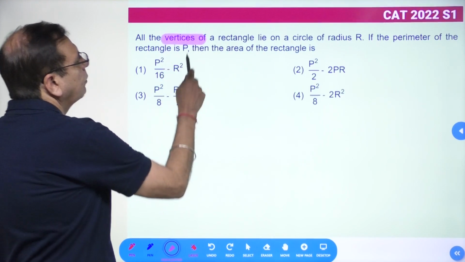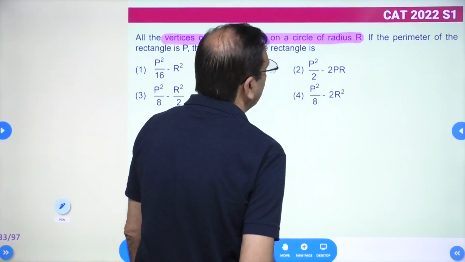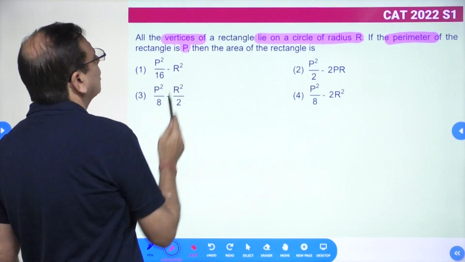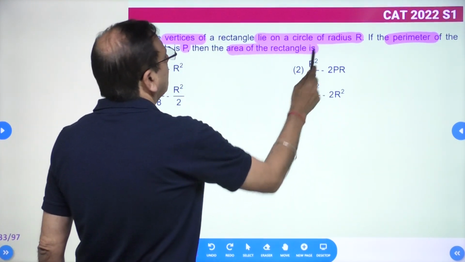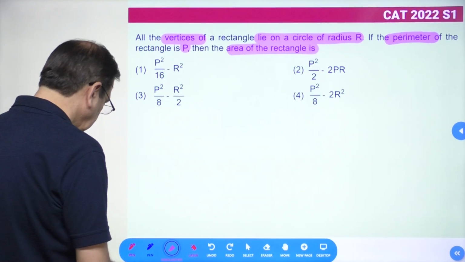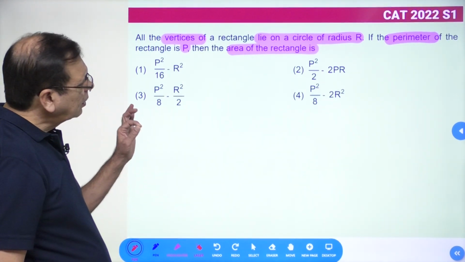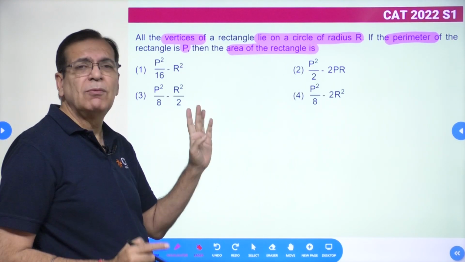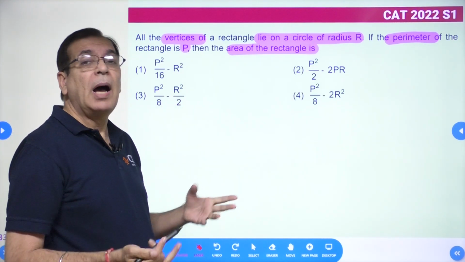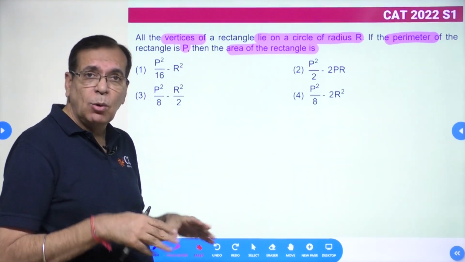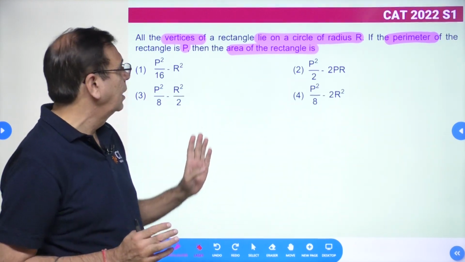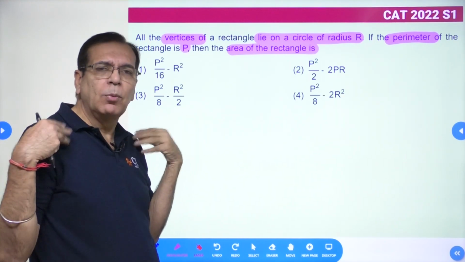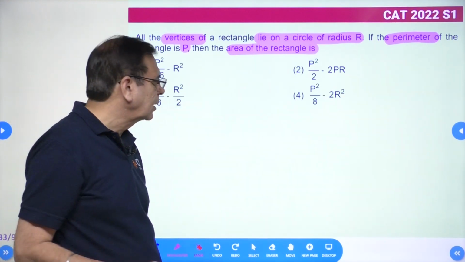All the vertices of a rectangle lie on a circle of radius r. If the perimeter of the rectangle is P, then what is the area? Then the area of the rectangle is which of these? Okay. Now, this is a standard jugaad question. The general case is given in the choices. We will go check for the specific case. We'll create our own circle, we'll create our own rectangle and then solve it. So we have to decide what rectangle and what circle to put.